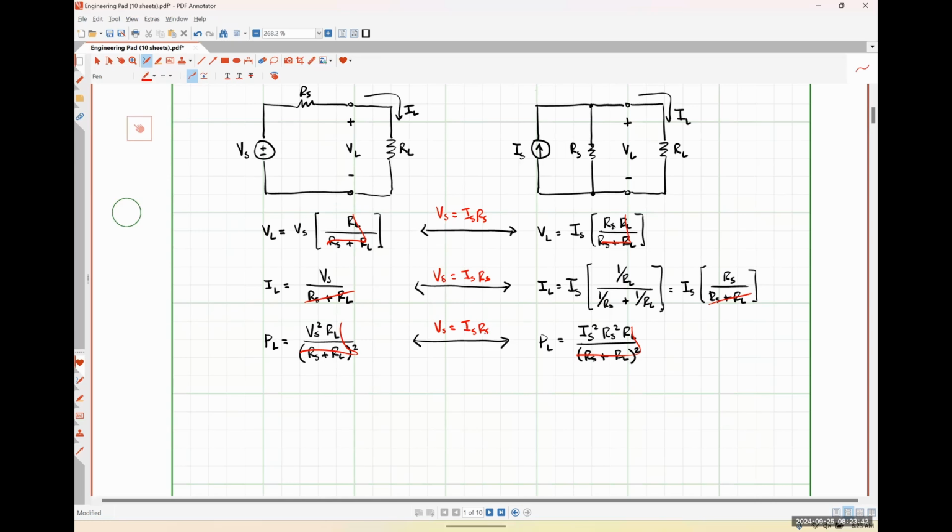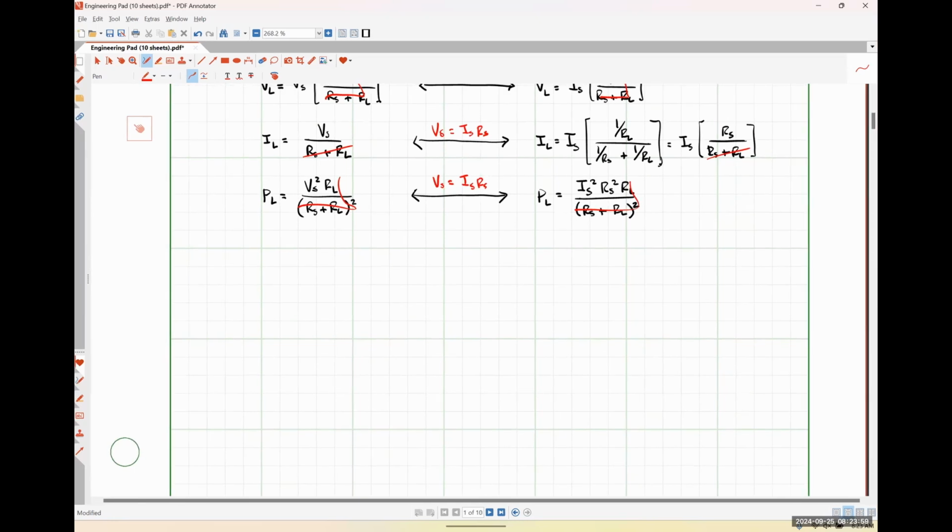So under that singular constraint, I can transform a practical voltage source into a practical current source or a practical current source into a practical voltage source. So let's go through the mechanics of this really quickly, okay? So let's say that I had the following practical voltage source.